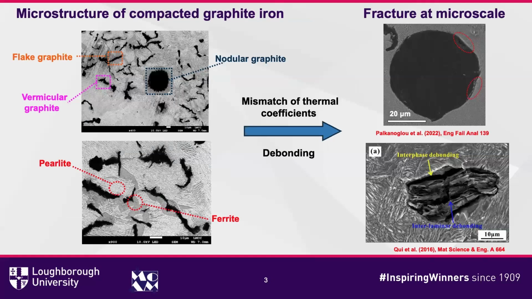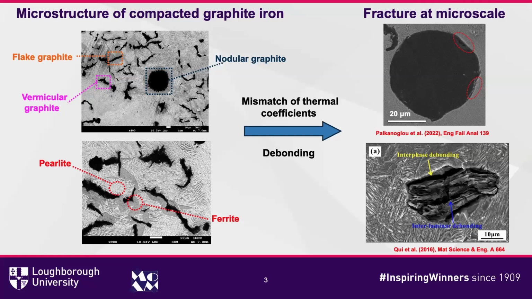At the microstructure level of compacted graphite iron, we can see in the SEM images that the black particles are the graphite inclusions. They are classified by their microstructure as flake graphite, vermicular graphite and nodular graphite. The green region is the metallic matrix, which consists of ferrite or pearlite, or a combination of these.